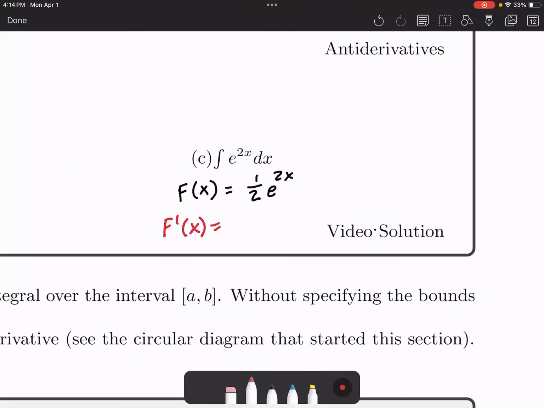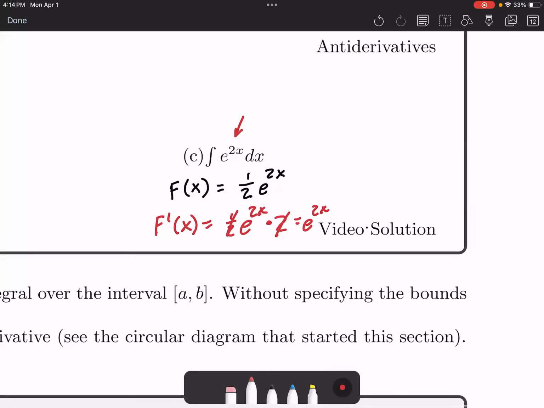The derivative of our antiderivative should be e to the 2x. And if we differentiate this, we have 1/2 e to the 2x, but then by the chain rule, multiplied by 2, the 1/2 cancels with the 2, we have e to the 2x, which is what we wanted. So this is a good antiderivative, and we want all of the antiderivatives, so we add a constant c.